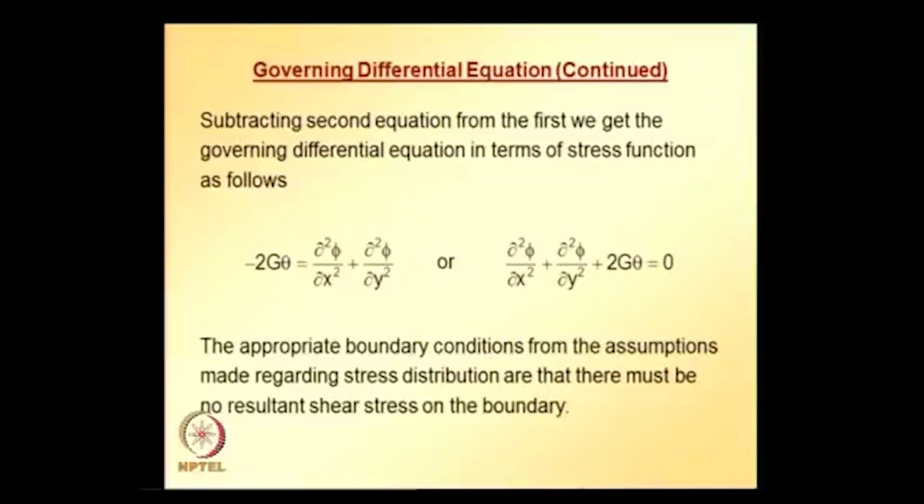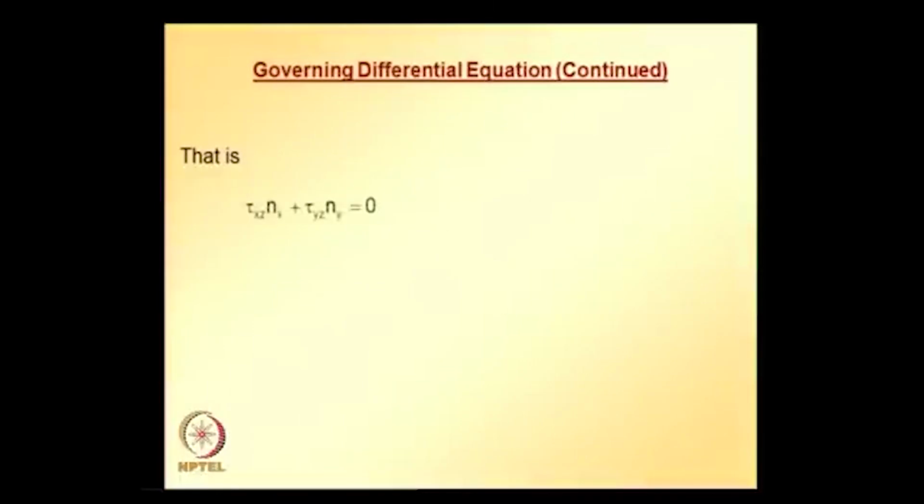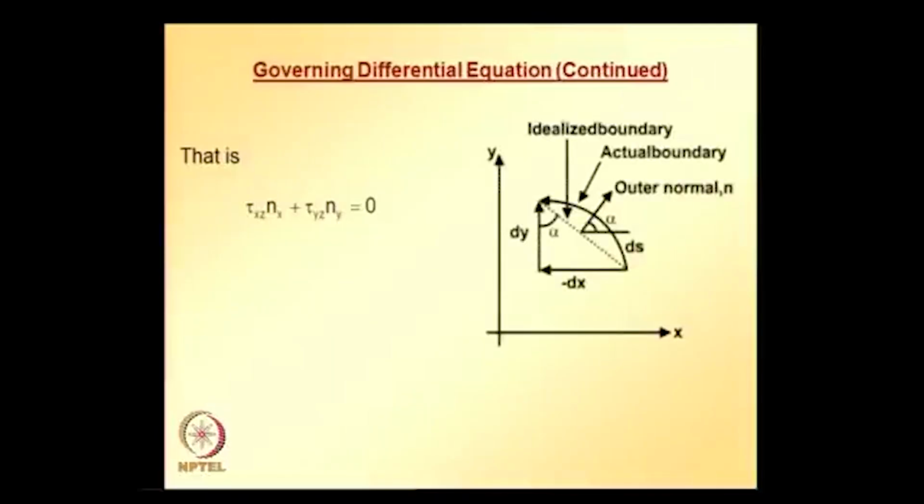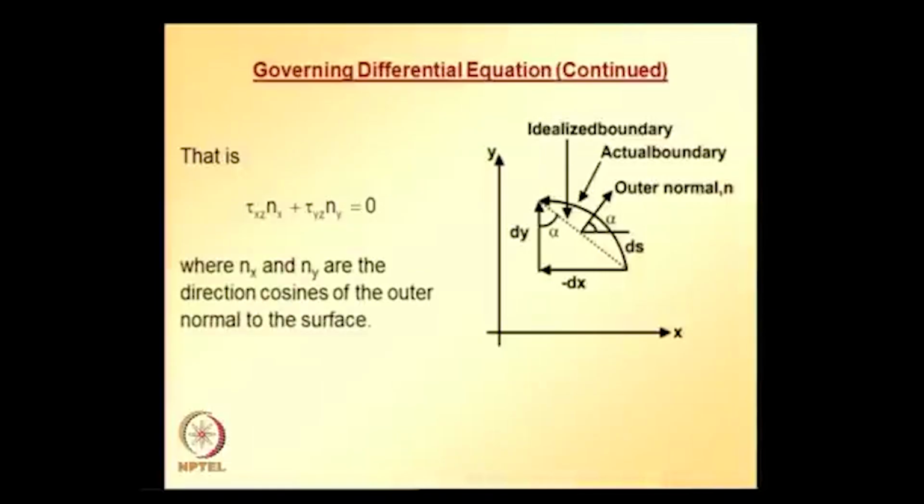So, now we need to look at the boundary conditions. Boundary conditions will be derived based on the condition that there is no resultant shear stress on the boundary, that is tau xz times nx plus tau yz times ny is equal to 0, where nx and ny are nothing but the components of the outer normal, shown in the figure along x and y directions, or in other words, nx and ny are the direction cosines of the outer normal to the surface.